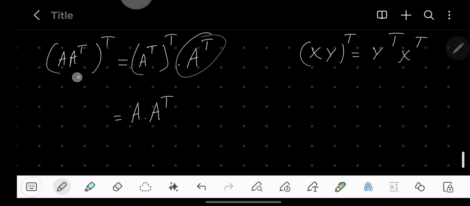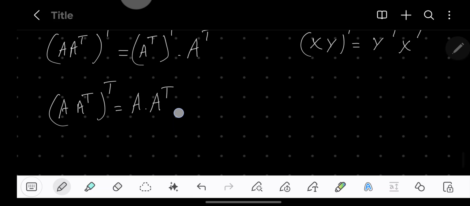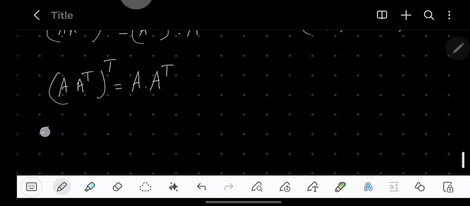Let's look back. A transpose whole transpose is the same as A times A transpose. So that means A times A transpose is a matrix which, if you take its transpose, will be unchanged. There is no change after taking the transpose. So that means it is symmetric.